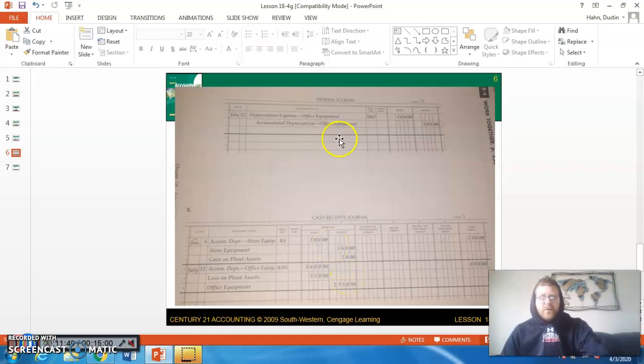And then you have your general journal as well right there for your transaction. So this section is all about journalizing when you're getting rid of the asset, and whether you are making money on it or ended up losing money on it.